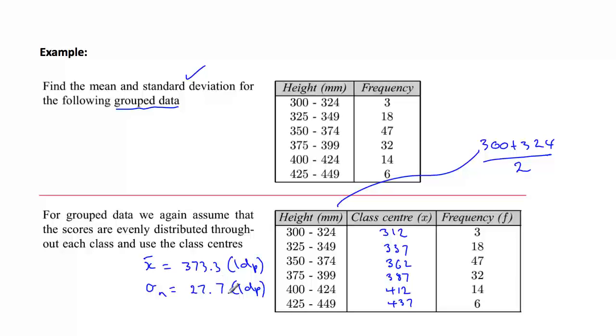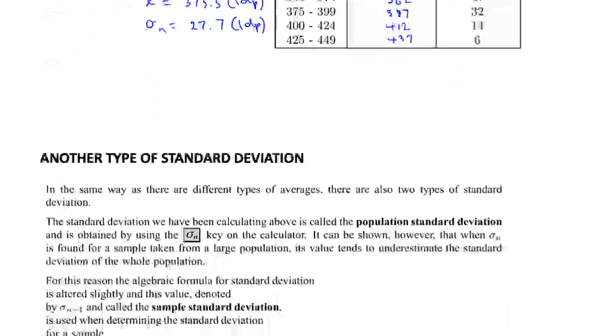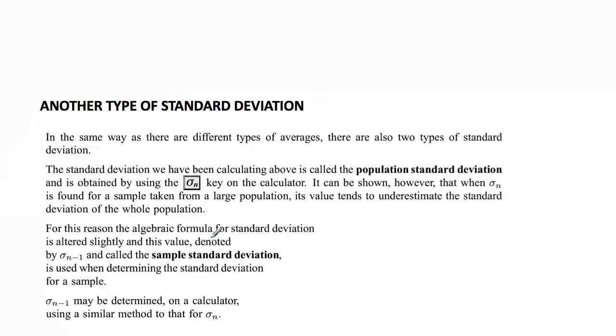And that's basically saying that all these scores, the average distance from the mean is 27.7 marks or whatever it might be. Okay, so that's how far they are on average away from the mean. All right, now there is one other standard deviation that I want you to have a look at.